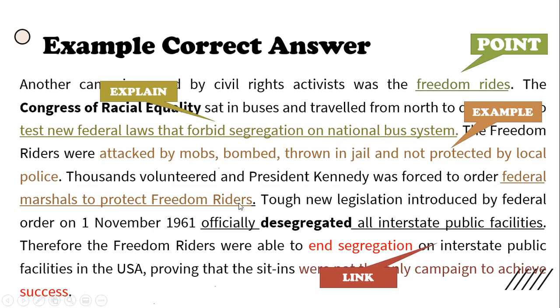Now, a lot of kids don't like writing dates. So if you are somebody that can't remember dates, you can leave that out completely. And then you can just say that tough new legislation officially desegregated all interstate public facilities. Okay? And another thing you can do if you can't remember a date, you can say in the 1960s. So instead of saying 1st November 1961, you can just say in the 1960s, tough new legislation desegregated public facilities.